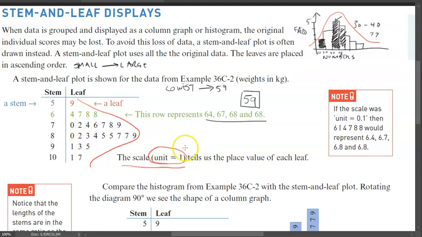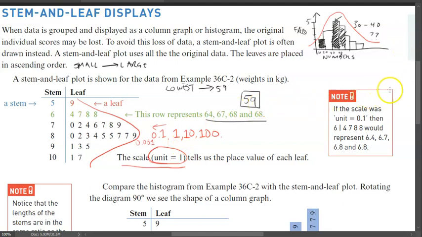So you can have scales that go up by 1, they can go up by 10, they can go up by 100, they can even go the opposite way. They can go up by 0.1, they can go up by 0.001. It really just depends on what data set you have.